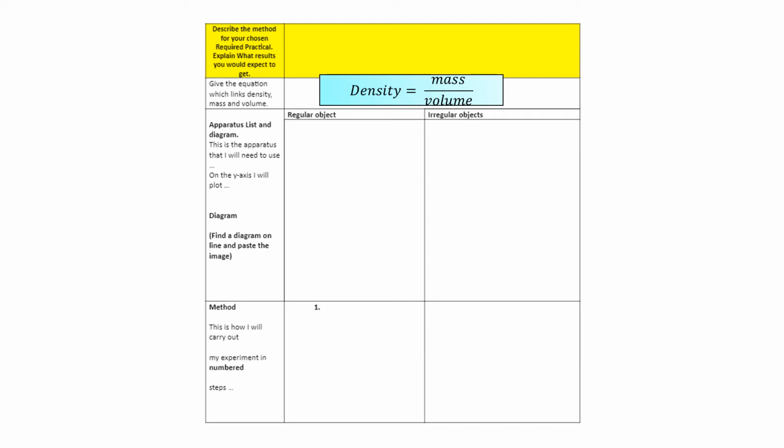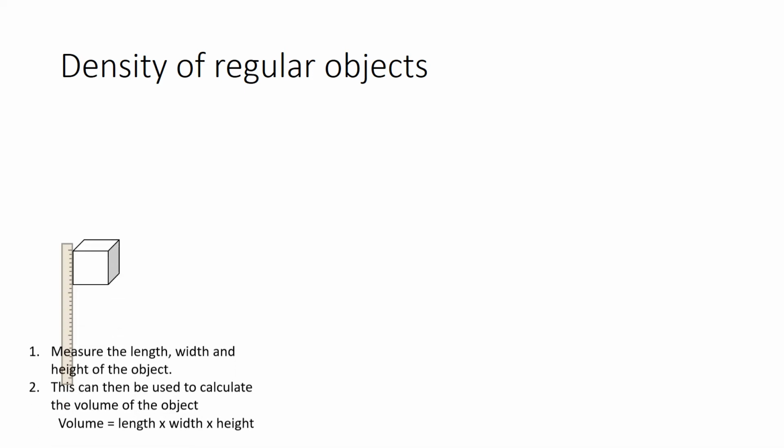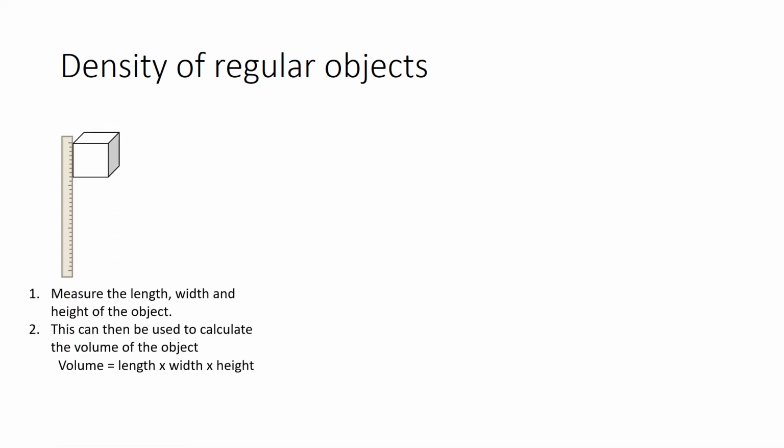So how can we calculate the density of a cube? Well, we need two things. We need the mass and the volume. So let's take you through that. So first, we would measure the length, width and height of the object using a ruler. And that can then be used to calculate the volume of the object using an equation you've probably seen in maths. Volume equals length times width times height.